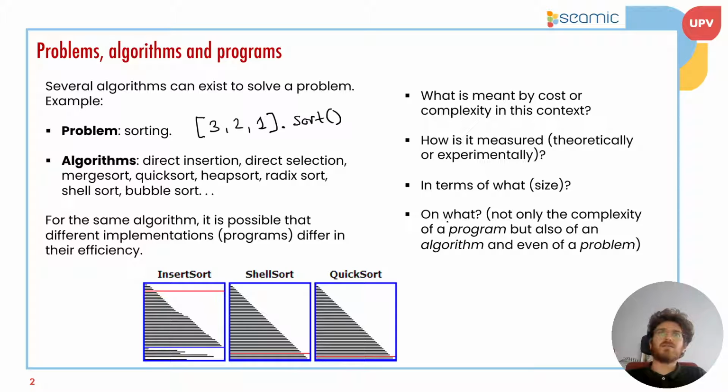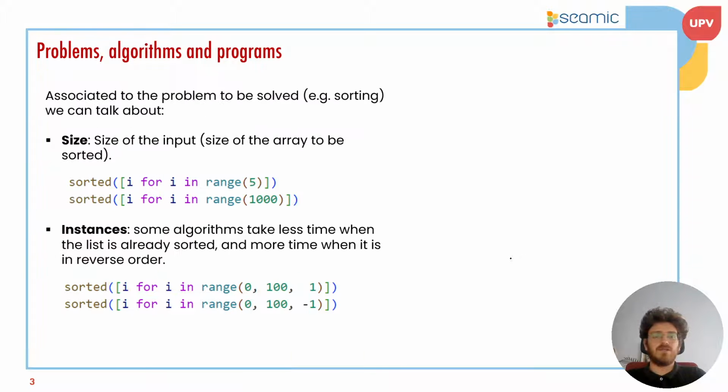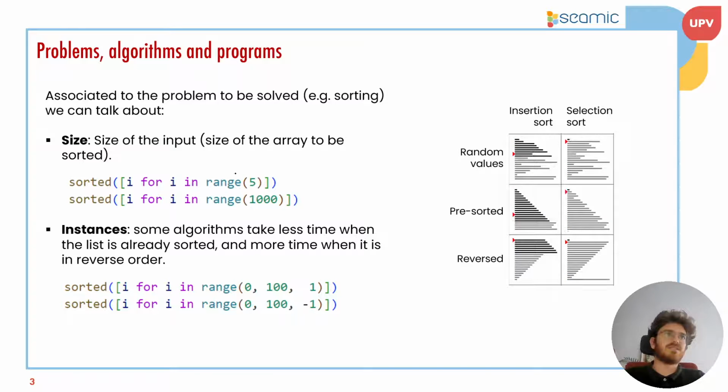So we do not only measure the complexity of a program, but we can also measure the complexity of an algorithm and even of a general problem. So there are two dimensions associated with these problems. The first one is the size, and the second one are the instances.